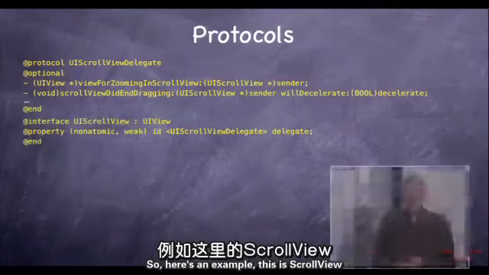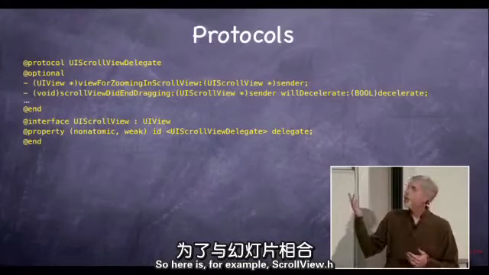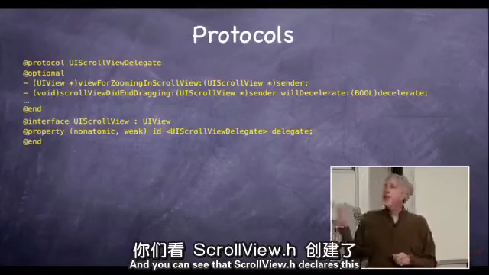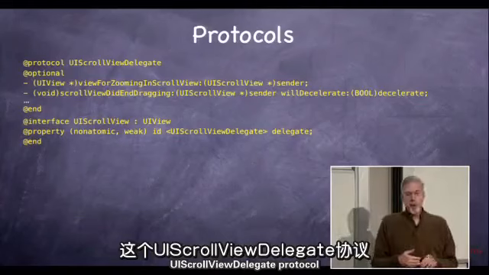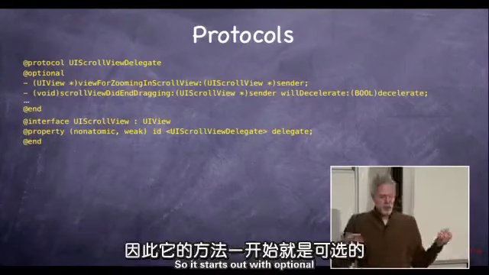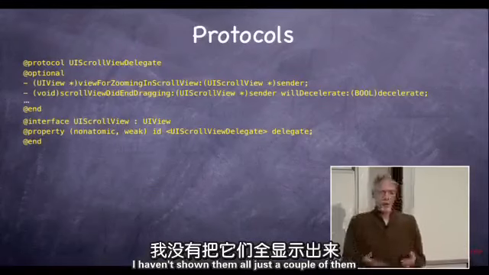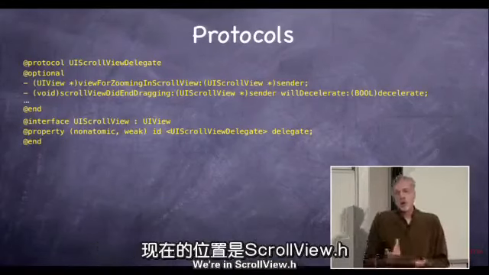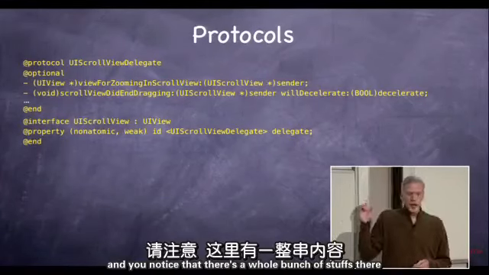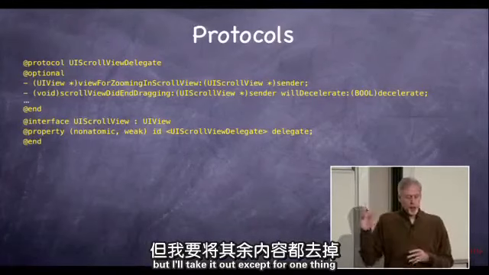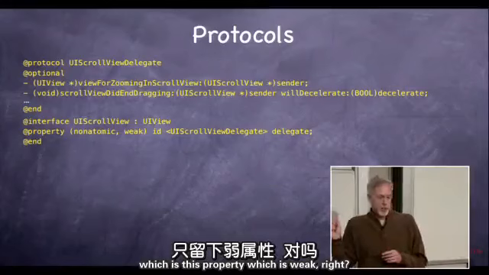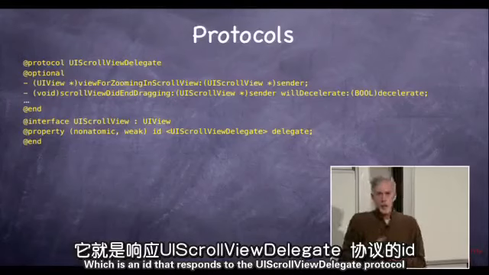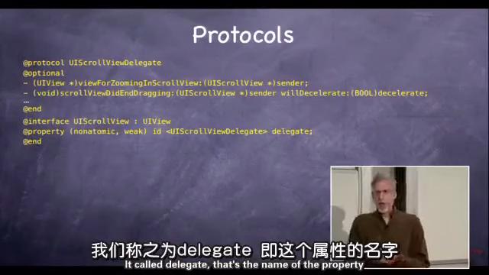So here's an example. This is scroll views. So here is, for example, scrollview.h, a little bit simplified so it fits on this slide. And you can see that scrollview.h declares this UIScrollViewDelegate protocol. All of the methods happen to be optional, so it starts out with optional and then lists all the methods. I haven't shown them all, just a couple of them. There's over a dozen. And then here comes the actual interface of UIScrollView. We're in scrollview.h, so we need that. And you notice that there's a whole bunch of stuff there, but all taken out except for one thing, which is this property, which is weak, an id that responds to the UIScrollViewDelegate protocol. It's called delegate. That's the name of the property.